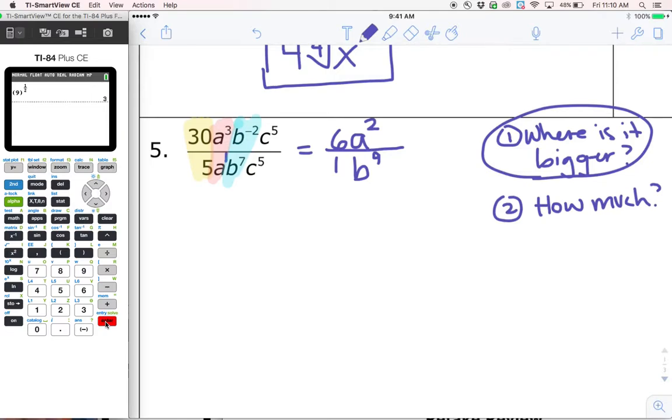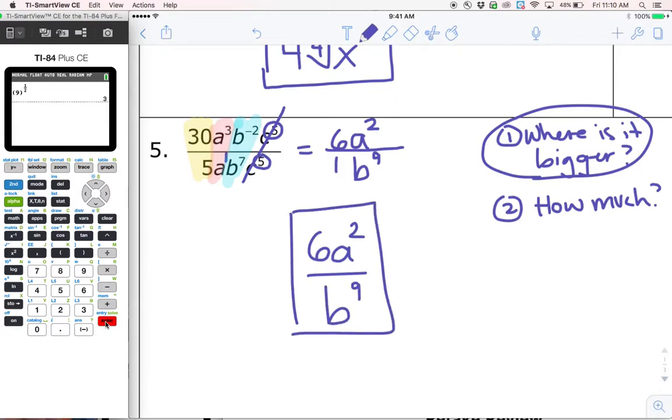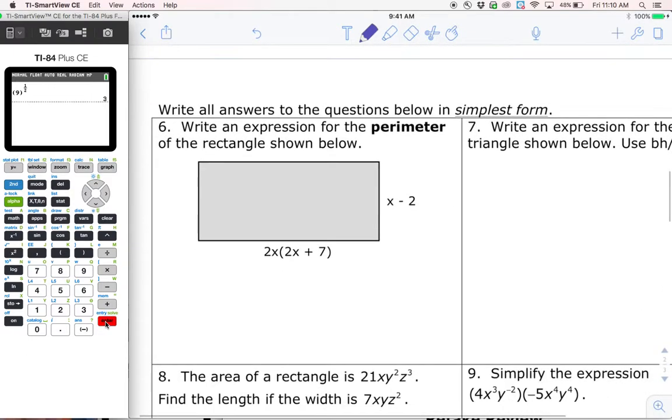Now if we look at our c's, we see that they are exactly the same exponent, in which case they cancel each other out. So my final answer here is 6a squared divided by b to the 9th. Okay, problem 6. Next page, flip it over.